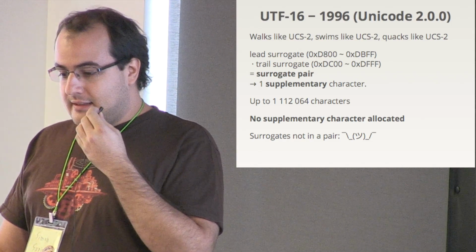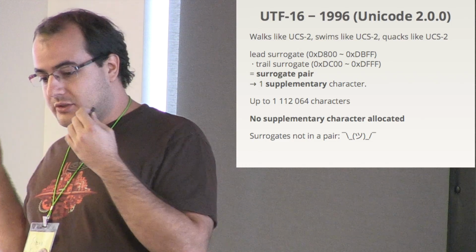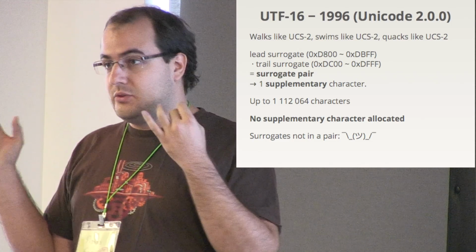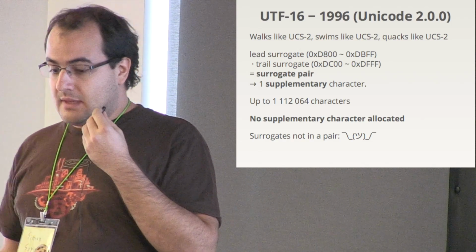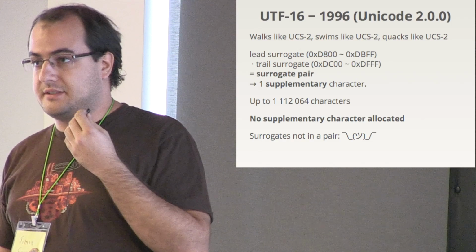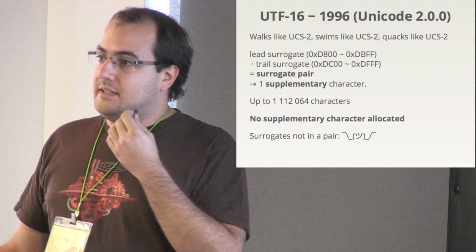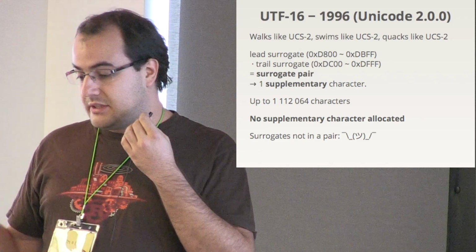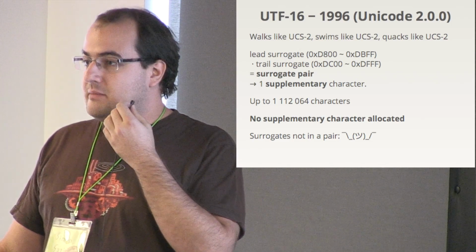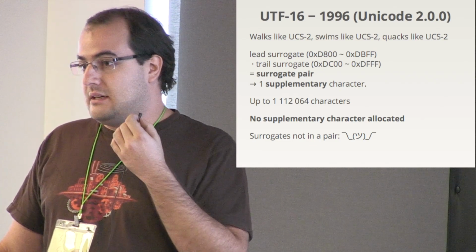The idea is that there is a range of values that were not used that we now call lead surrogates, and another that we call trail surrogates. And when you have a lead followed by a trail, it's a surrogate pair, and together that pair represents a single character. And that mechanism allows us to go up to 1 million and some characters. But the thing is, Unicode version 2 did not allocate any character to these new supplementary characters that are encoded as a pair. And so there was no incentive really to do anything about it. And even when you do it right, most code doesn't need to do anything about it either.